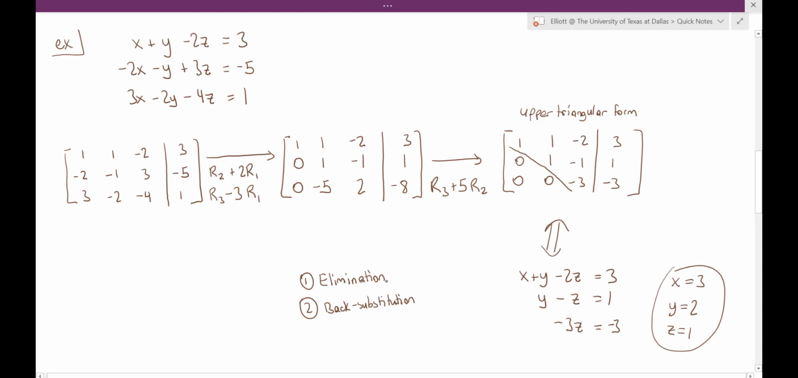So first, you focus on getting zeros in your first column. And so I used this 1 in the first row to eliminate the -2 and the 3 beneath it. So this 1 here that I just circled, we refer to as the pivot. So your goal in elimination is to use your pivot to eliminate everything beneath it. Okay.